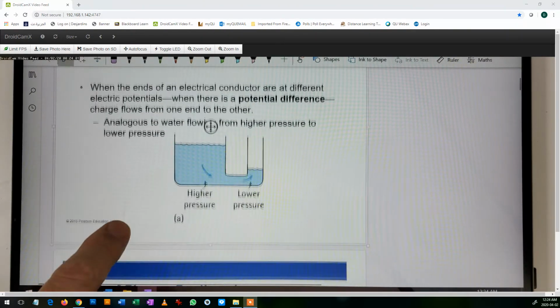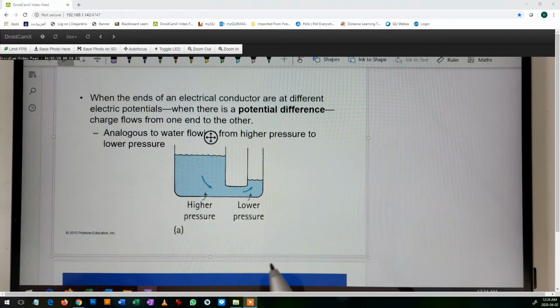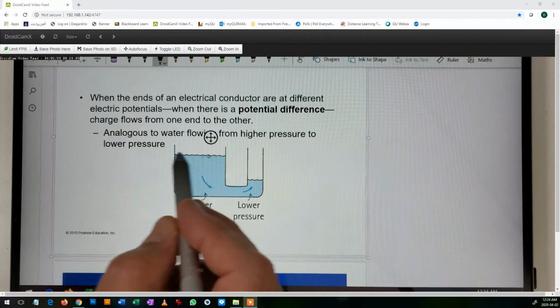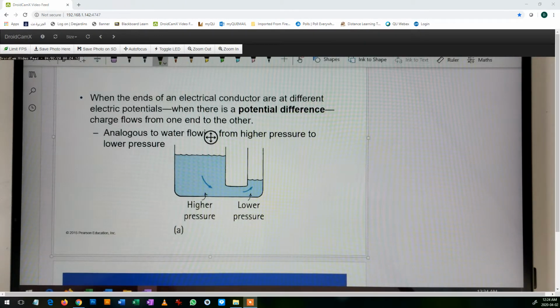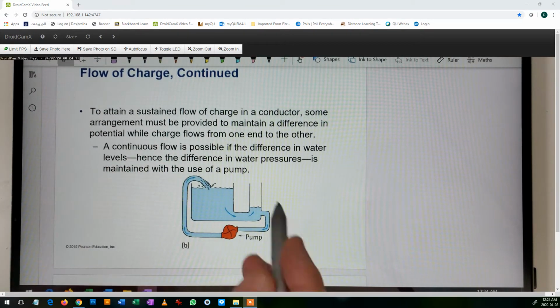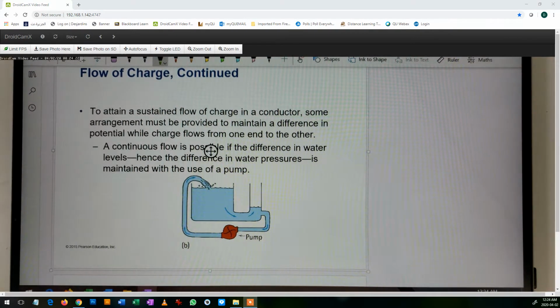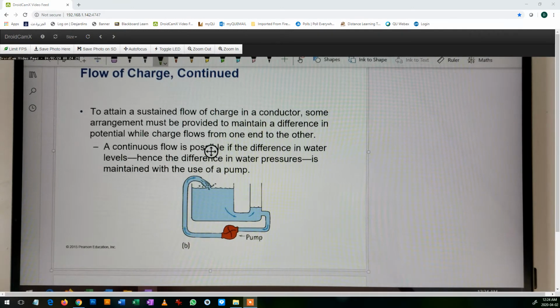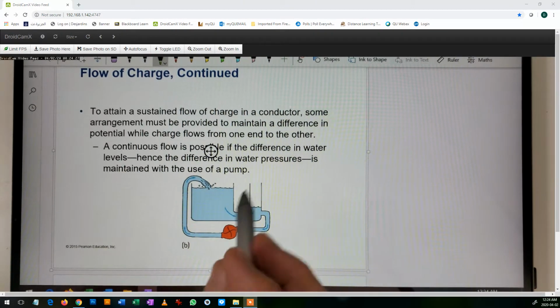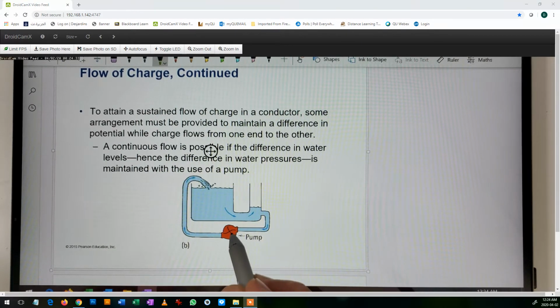Notice in this method, it's like a battery. It's like a battery that once this level equals this level, then current will stop going. Here, it's like a generator, like an electrical motor that keeps producing electricity in the circuit. So when this level goes down, then the pump will just bring the water up again.